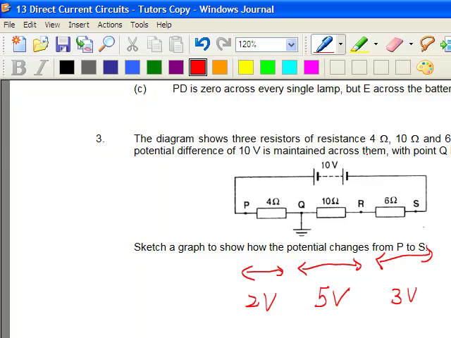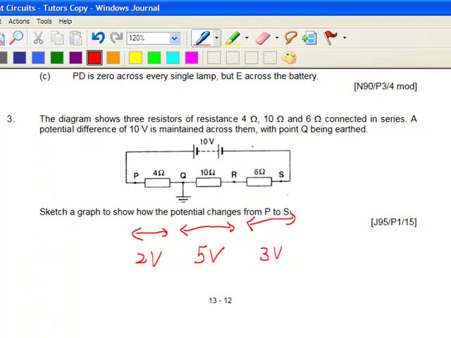So when the PD is 10 volt, the EMF is 10. The potential difference between them is 10 volt, but it doesn't mean that this end is 0 and this end is 10 volt. It could be this end is 2 and this end is 12, or 3 and 13. So is there no way we can find out what the potential is? Yes, there's a way.